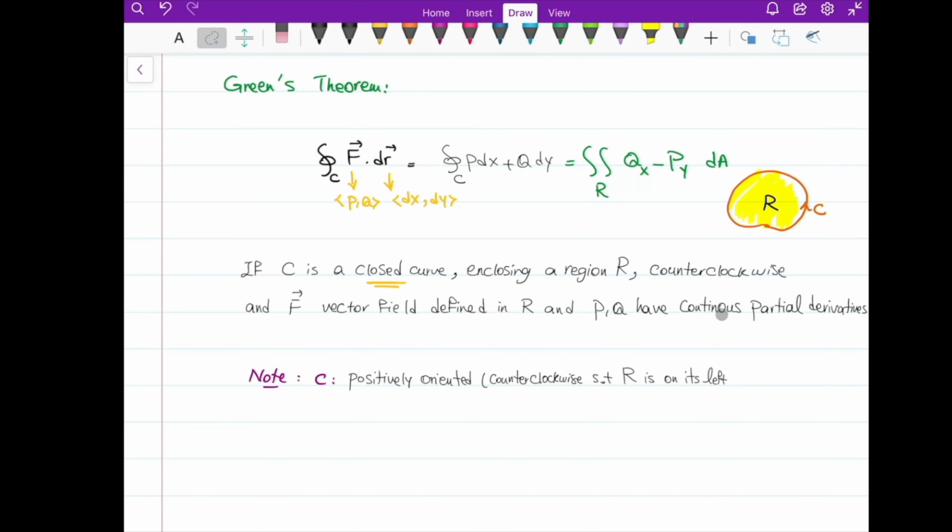So it's very important that the curve C should be positively oriented. It means that if you walk along the curve C, the region R should be on your left. Okay, in that case we say that C is positively oriented or counterclockwise. Another criterion for C is that C here should be simply closed.